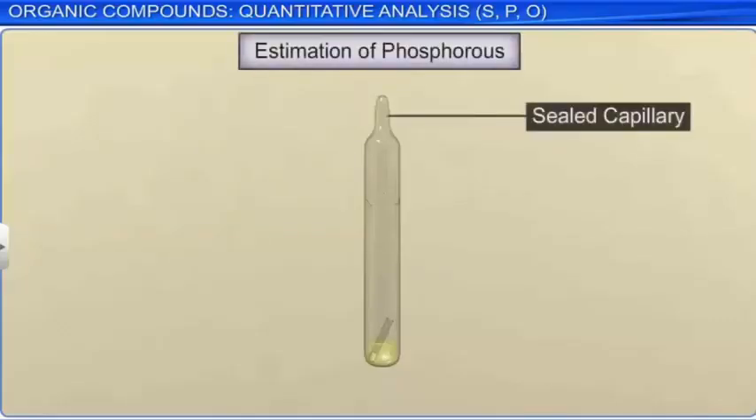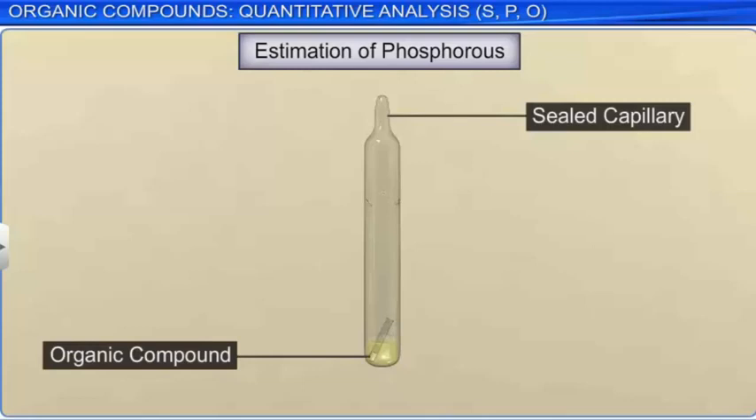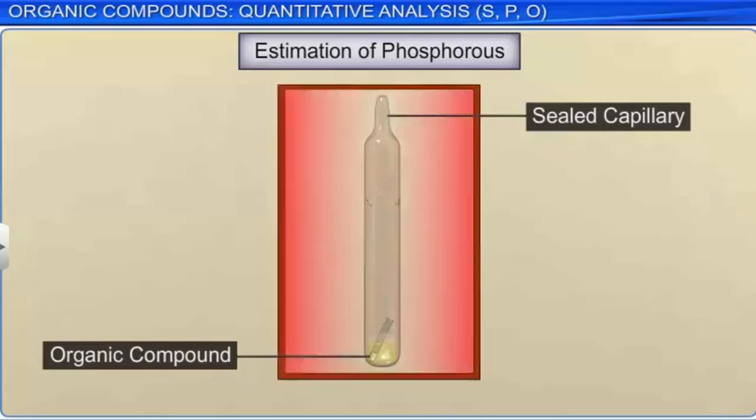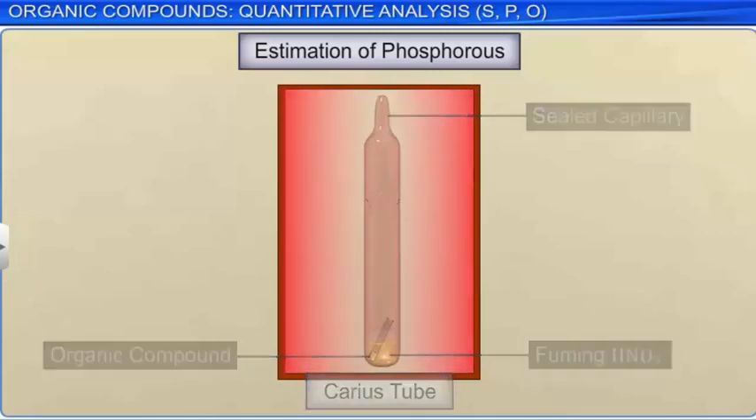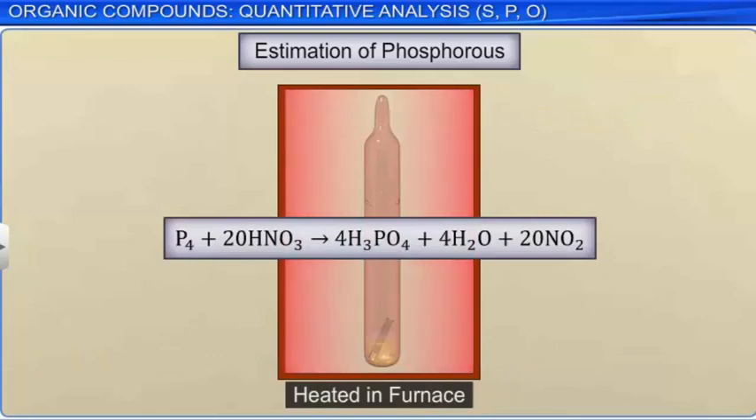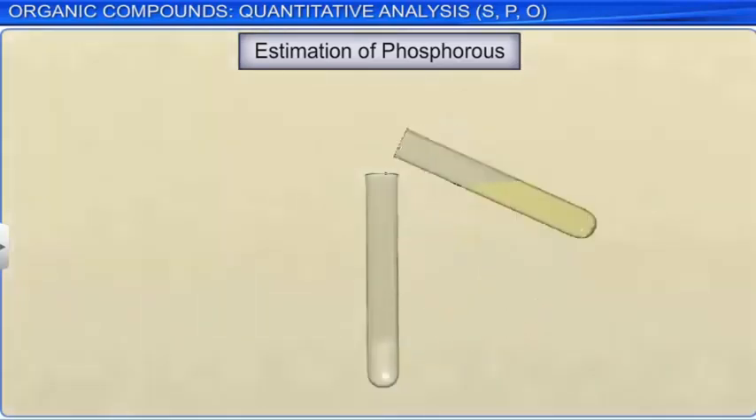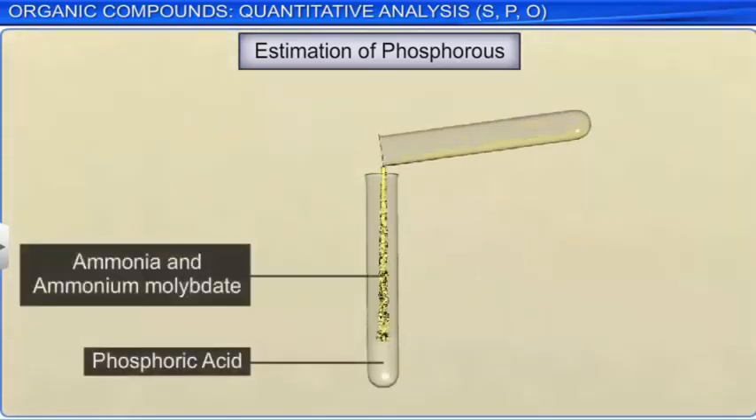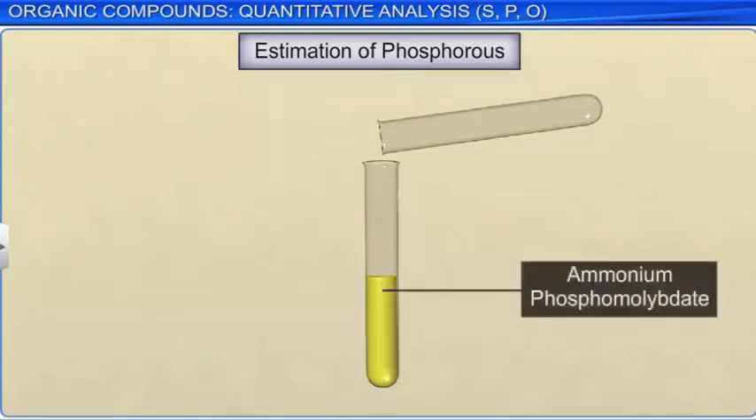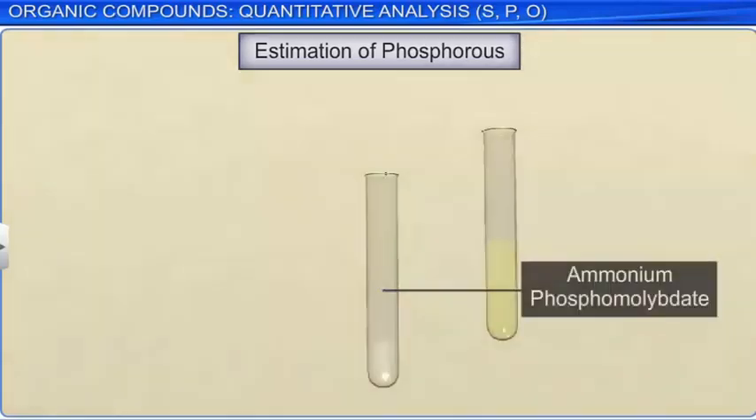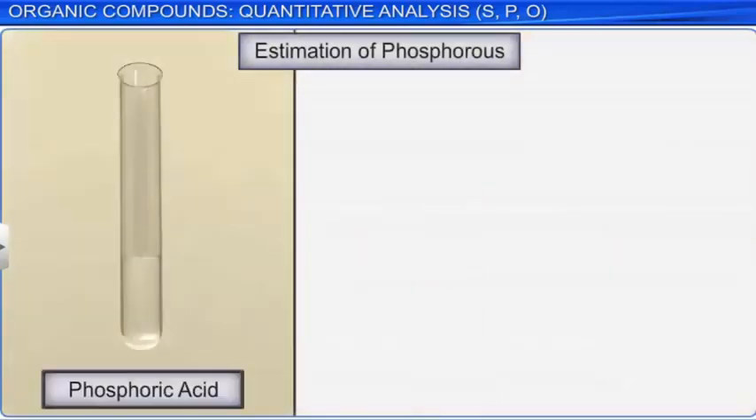The quantitative analysis of phosphorus in the given organic compound is done by heating a known mass of organic compound with fuming nitric acid in a Carius tube. As a result, phosphorus is oxidized to phosphoric acid. When this phosphoric acid is treated with ammonia and ammonium molybdate, a precipitate of ammonium phosphomolybdate is formed. Sometimes, phosphoric acid is precipitated by adding magnesia mixture.